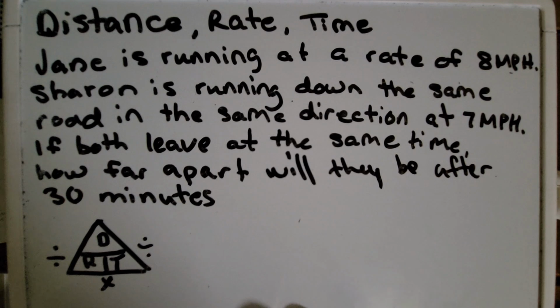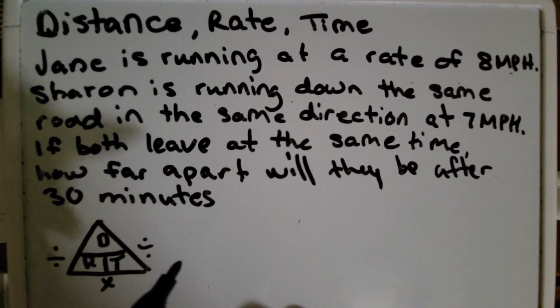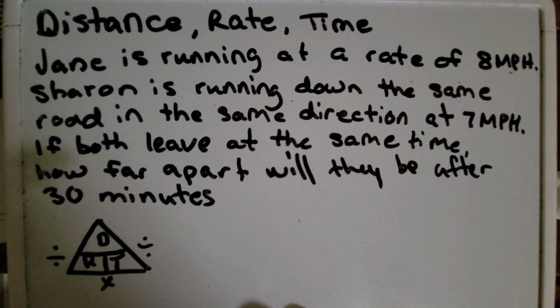So Jane is running at a rate of 8 miles per hour. Sharon is running down the same road in the same direction at 7 miles per hour. If both leave at the same time, how far apart will they be after 30 minutes? Right? So notice the keywords: running down the same road in the same direction.